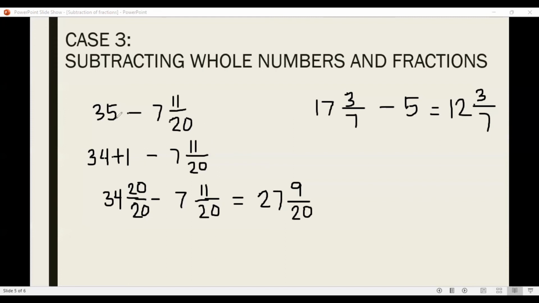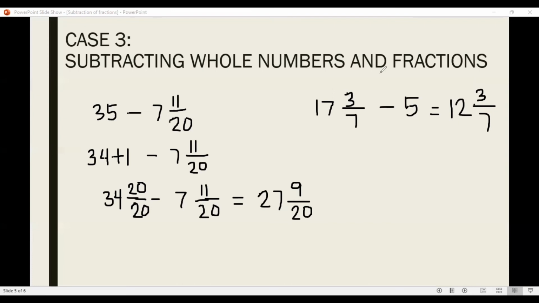Okay, again, this involves whole numbers and fraction. If you have a whole number subtracted to a mixed number, there is a need to regroup. But if you have a mixed number subtracted to a whole number, all we have to do is to deal with the whole number. So we simply subtract that and copy the fractional part. Okay, so those are now the different cases that involve subtracting fractions.